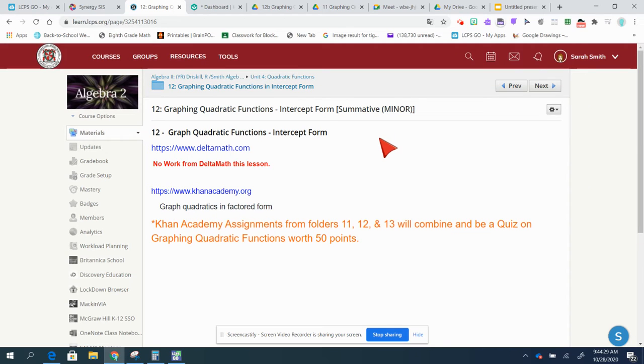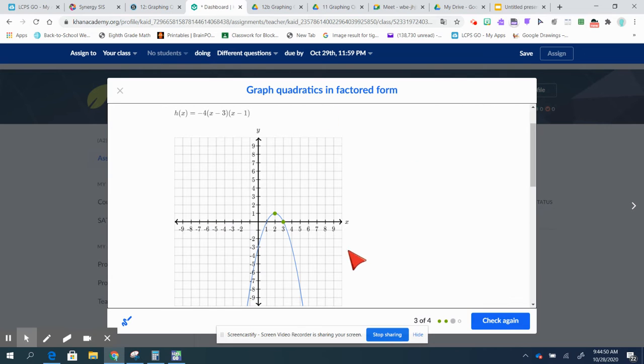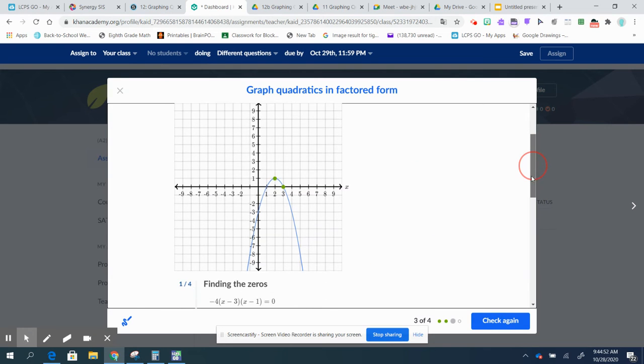Hi again. So in this video, I'm going to do one example from the Khan Academy, the minor summative for lesson 12. This is in the unit 4 folder, lesson 12, graphing quadratic functions in intercept form. The name is a little different here: graph quadratics in factored form.